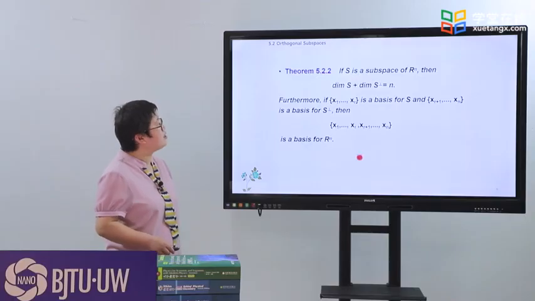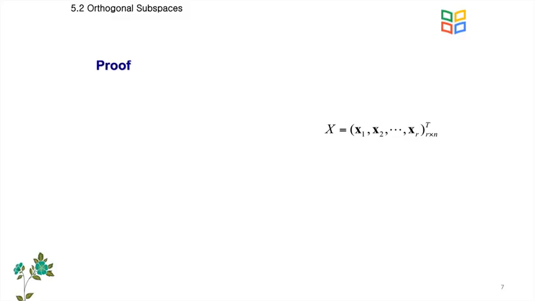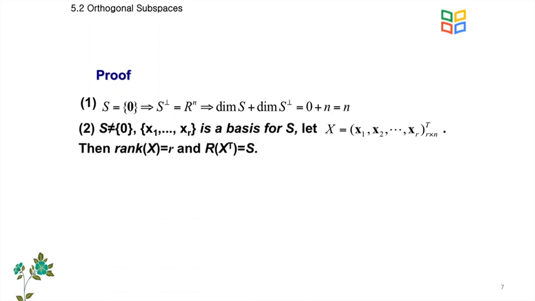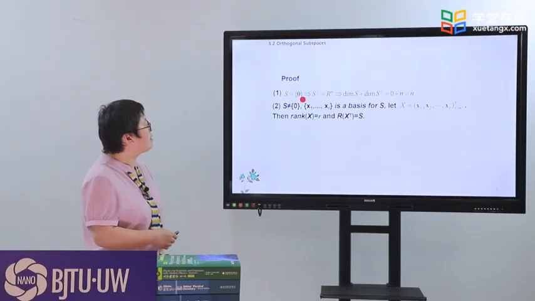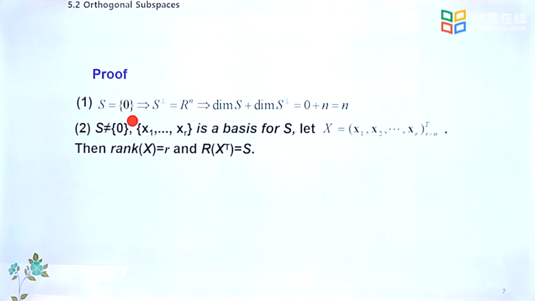So let's show this theorem. Okay, the first case: if S equals {0} only, if S is only this special subspace, then we immediately know that S orthogonal complement equals R^n, the whole space. Then of course the dimension of S plus the dimension of S orthogonal complement equals 0 plus n equals n.